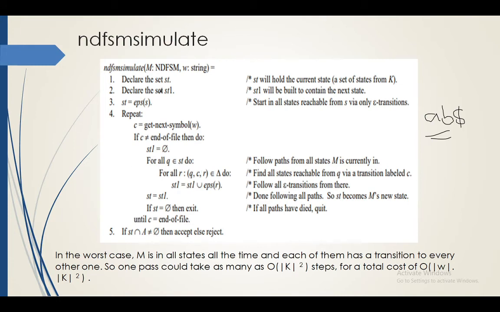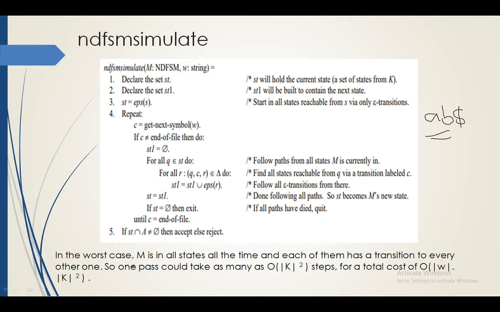So first, declare st. st holds the current state, say it has state 0. st1 is a next state, it is null initially. So st equals EPS of s. We'll take one example and trace this, so you'll get the correct result.